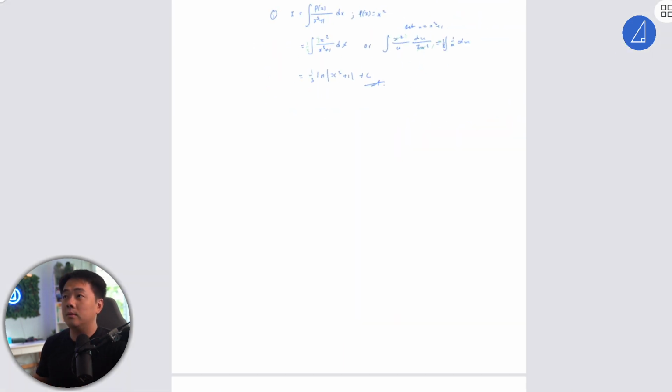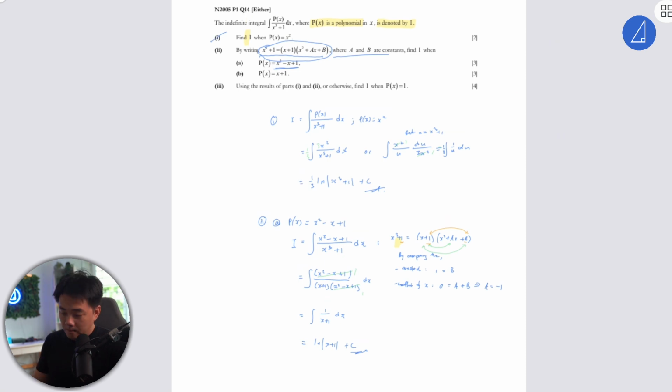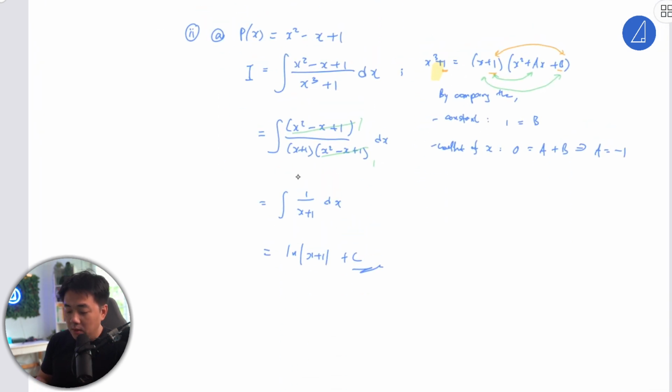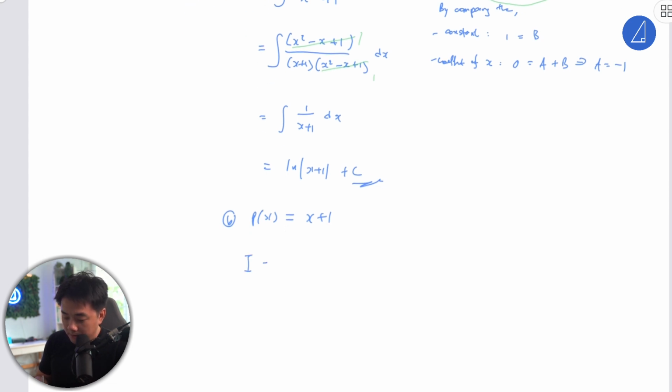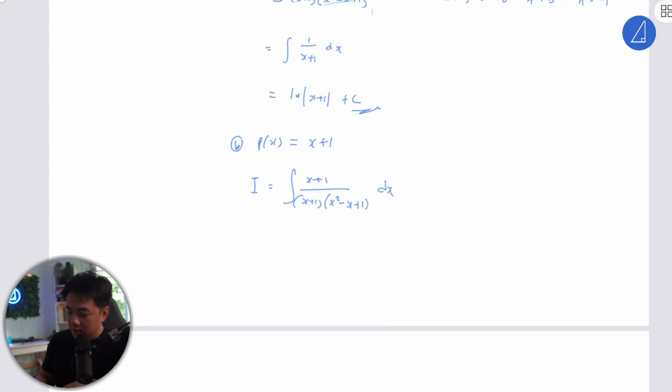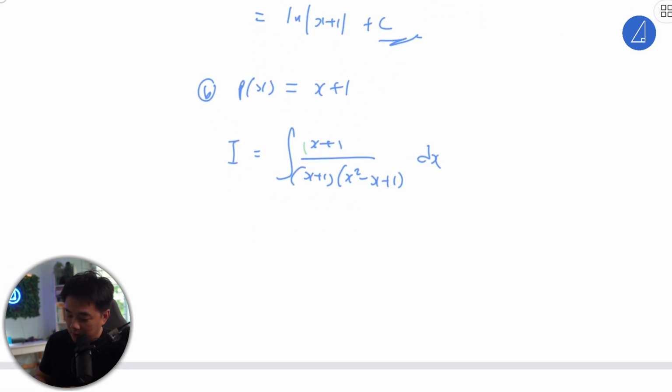Pretty good question though. So let's look at part B. Now we have p(x) is x plus 1. I think it shouldn't be an issue here. Same thing, when p(x) equals x plus 1, the integral I will just become the integral of x plus 1 over x plus 1 times x squared minus x plus 1 dx. From here we cancel the x plus 1, so what I'll get is 1 over x squared minus x plus 1 dx.